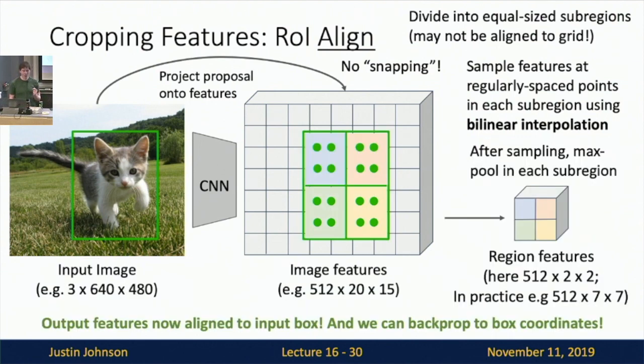And now basically we repeat this procedure. Within our region proposal, we divide it up into equal size regions, and then within each of those equal size subregions, we sample an equally spaced number of points within each subregion.